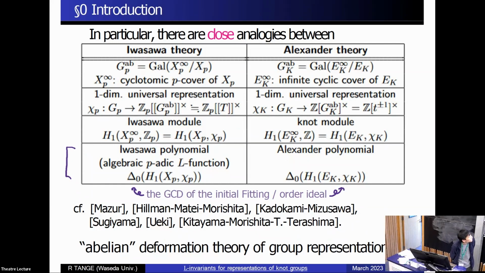In particular, there are close analogies between Iwasawa theory and Alexander theory. And the most important correspondence is that the Iwasawa polynomial, namely the algebraic p-adic L-function in number theory, corresponds to the Alexander polynomial in knot theory. Note that from the viewpoint of group representations, these two theories can be regarded as abelian deformation theory of group representations. So we would like to consider non-abelian deformation theory.